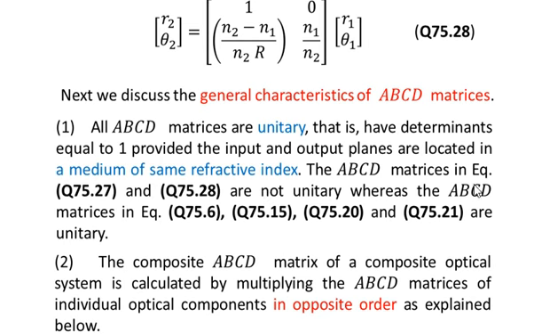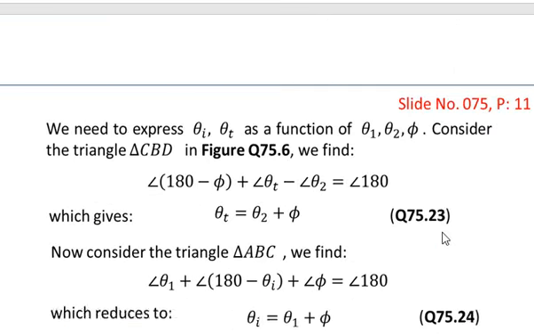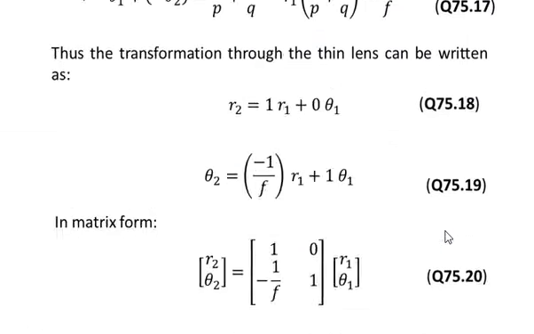The ABCD matrices in equation number 27 and 28 are not unitary, whereas the ABCD matrices in equation number 6, equation number 15, equation number 20 and equation number 21 are all unitary matrices. So let me discuss 6. Where is equation number 6?